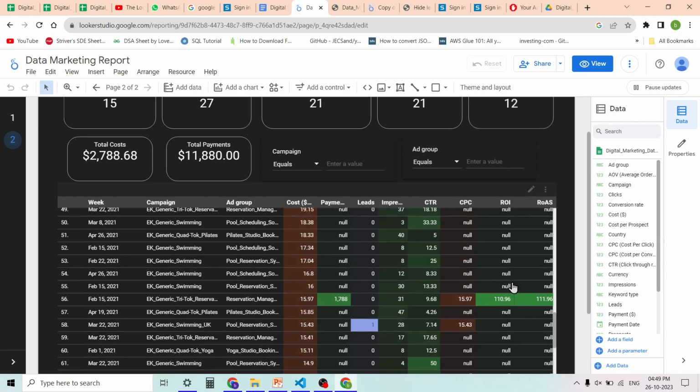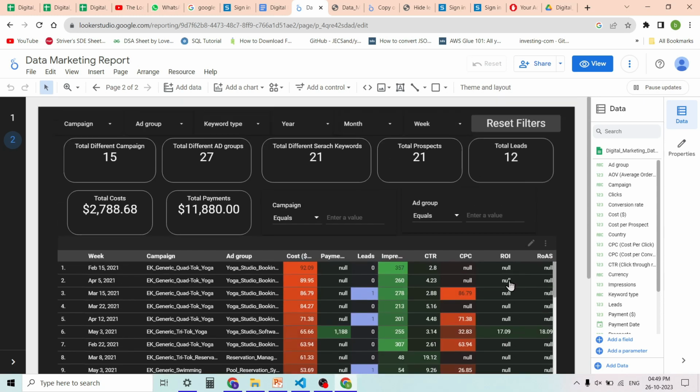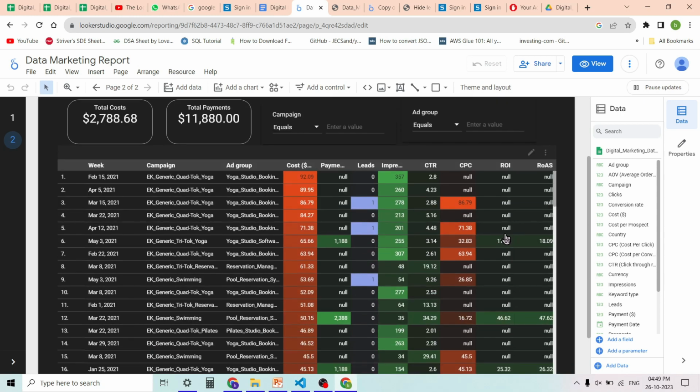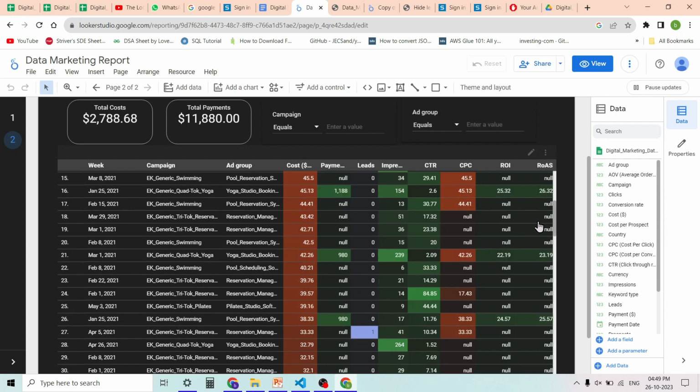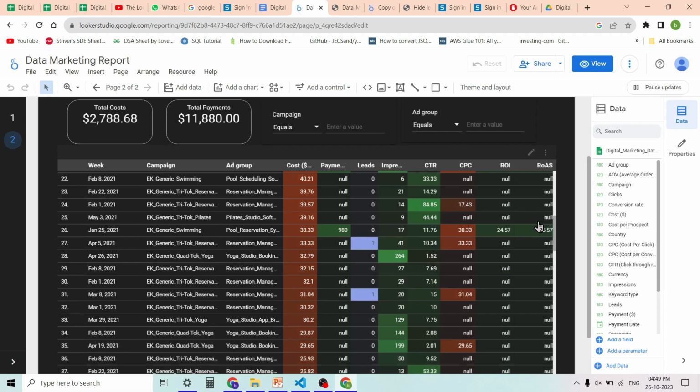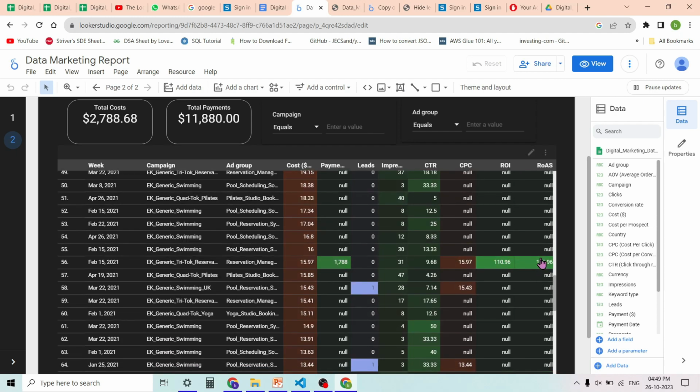The ROI is the return on investment. So it is the total amount of return money that we are getting through the investment. So the more money we are getting, the better it is for us. And similarly for the return on ad spend, the more money we are getting by showing the ads, the better it is for us. So the more green it is, the more positive it is.